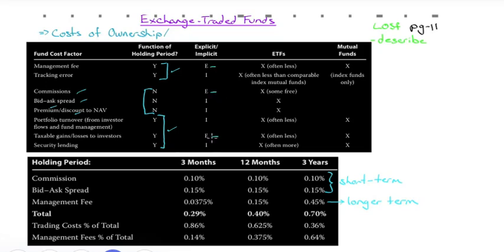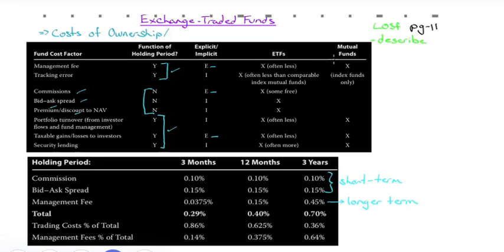Some are explicit, some are implicit. Explicit means you actually get a bill for it. You can actually see exactly what it cost you. Implicit means you don't get a bill for it. You don't really see how much it costs, but it's there in a drag on the return because there is a cost associated with those factors. And then it compares ETFs with mutual funds in terms of these particular costs.